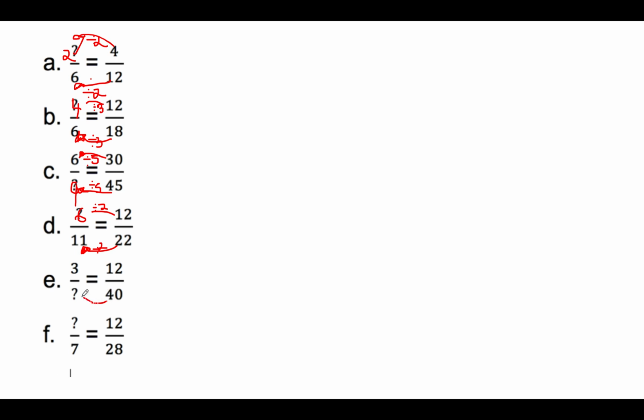2 more. Oh, we can't do that one. We must use this one here, the known facts of 12. We divide 12 by what to get to 3? Well, we know it's 4. 4 lots of 3 make 12. And then we do 40 divided by 4. We get 10. And the final one, what did we divide 28 by to get to 7? That is 4. And then finally 12 divided by 4 to get 3. So give yourself a mark if you got those right.